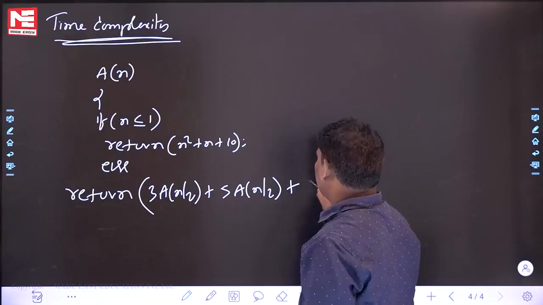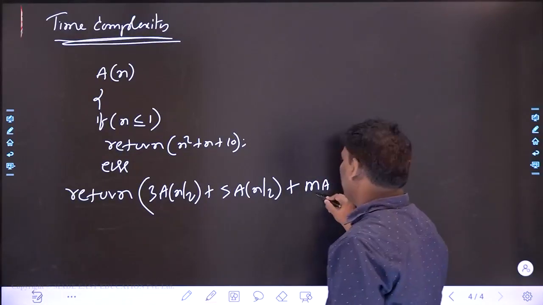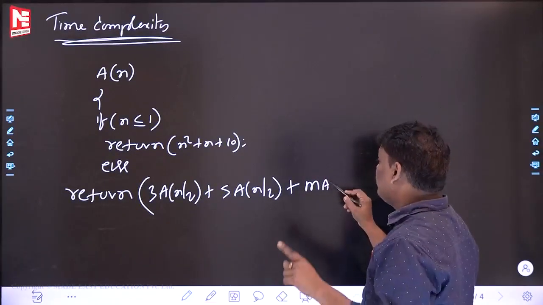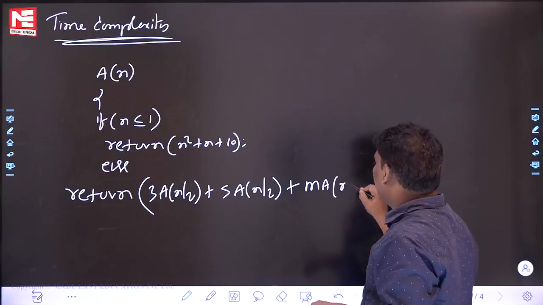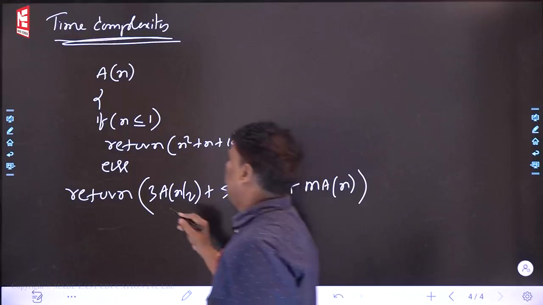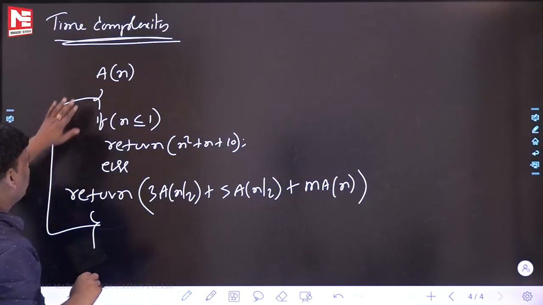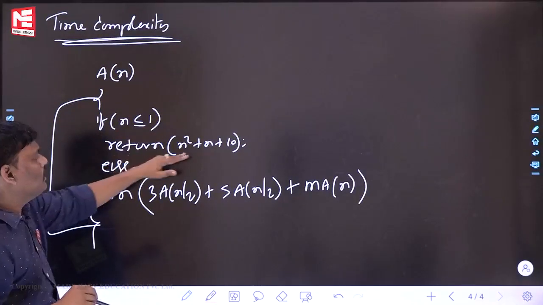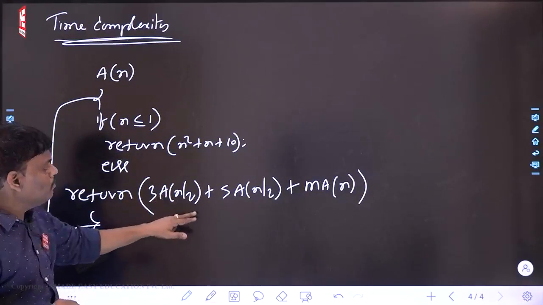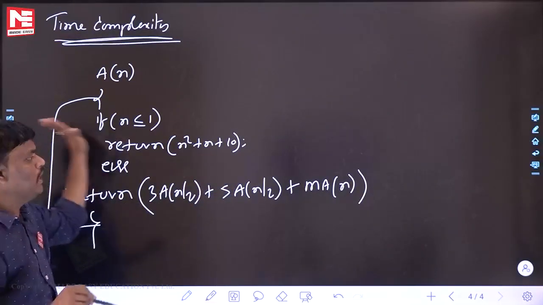see this one, plus matrix addition. It is the matrix addition, please be careful. You know that algorithm very well. I am not writing that algorithm because you know it. Matrix addition of size n by n. See this one, A of n: if n is less than or equal to 1, return this. Else, return 3 A of n by 2 plus 5 A of n by 2 plus matrix addition of size n by n.